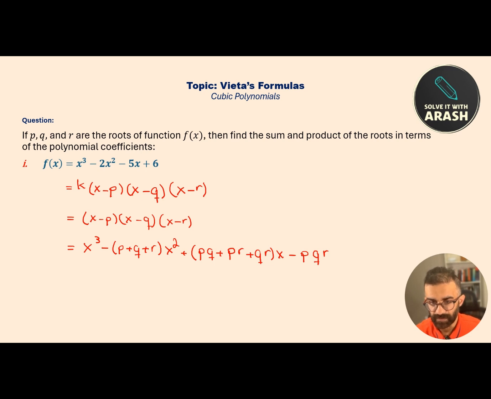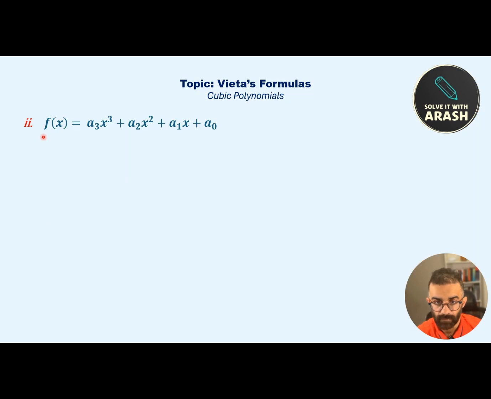They are the quadratic coefficients. So p plus q plus r equals 2. Next, pq plus pr plus qr equals -5. And lastly, since negative pqr equals 6, then p times q times r equals -6. These three expressions are called the symmetric sums.